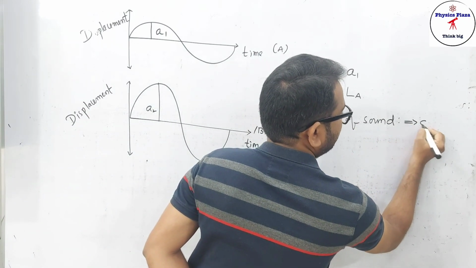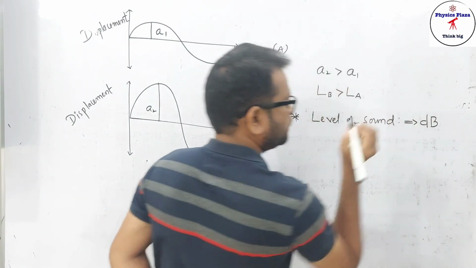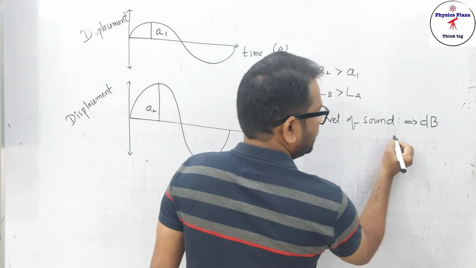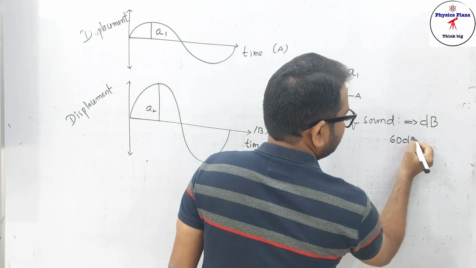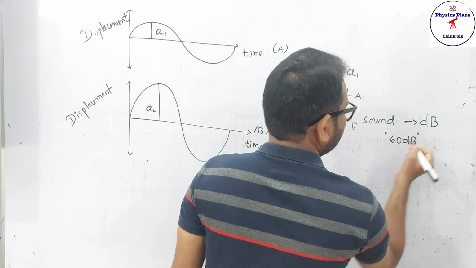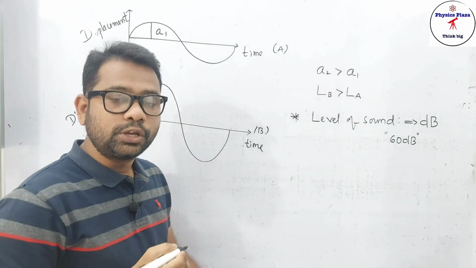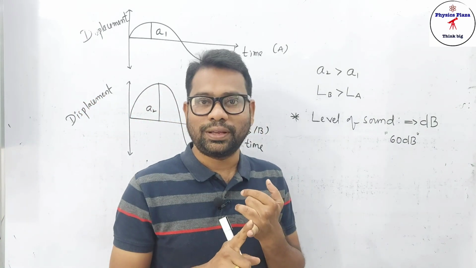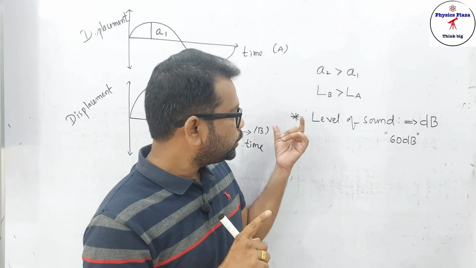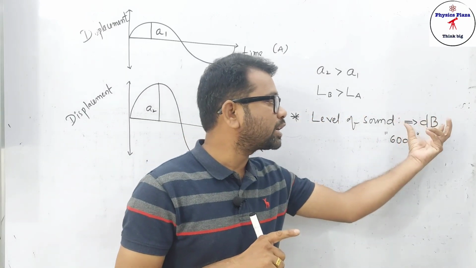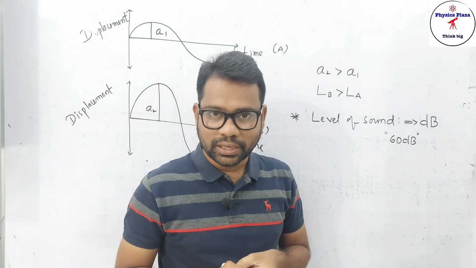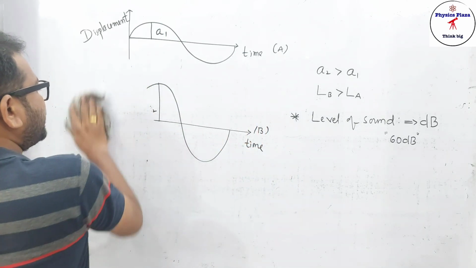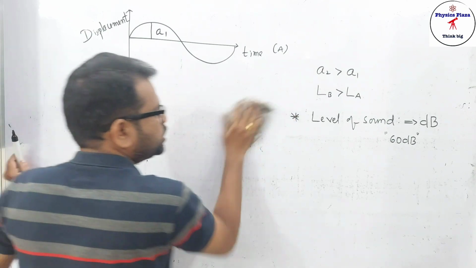So our normal conversation will be up to 60 decibels. It's very important. This is 60 decibels. Is it clear? So the unit of loudness is phon, PHON. Am I clear? Fine. Whereas the level of sound is expressed in terms of decibel. Clear? Fine. Now we see the next characteristic of sound, that is pitch.